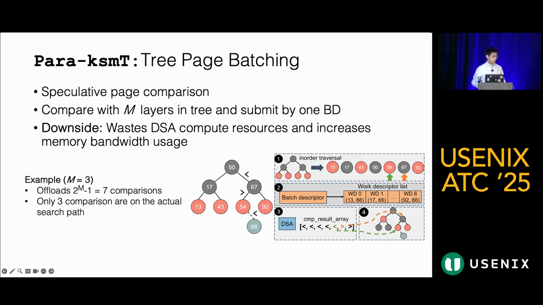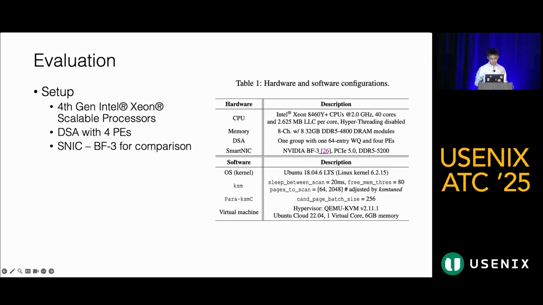And as a result, our evaluation focuses on the Para-ksm-C technique. Here is a brief summary of our evaluation setup. We use a 4th generation Intel Xeon Scalable processor, which is equipped with a DSA, and this DSA has 4 processing elements, and also we have BlueField-3 for baseline.